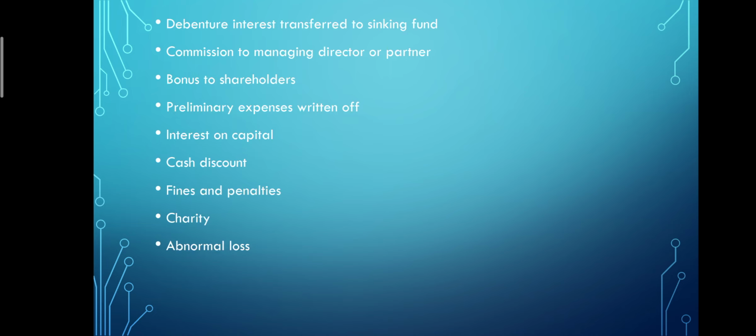It means these expenses should not be considered while preparing the cost sheet. These are also called financial expenses. They will be taken in the financial statement, that is in the profit and loss account, but not in the cost sheet because they are not directly or indirectly related to the cost. In the cost sheet we take direct materials, then direct labor.